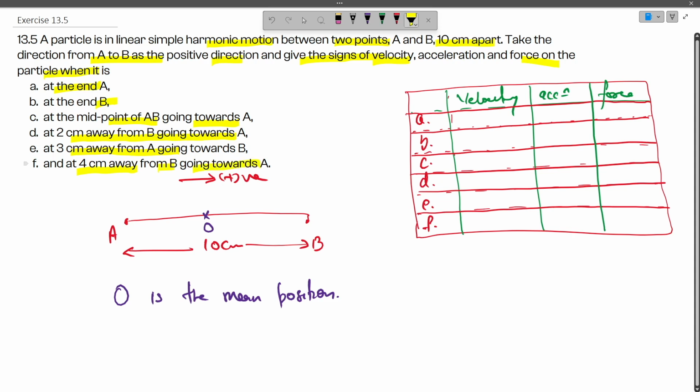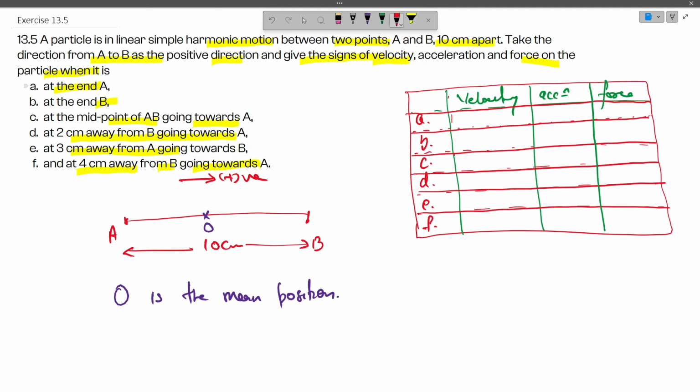So this case can be illustrated using this diagram. A and B are the two extreme points, and here O is the midpoint in which the SHM is being carried out. So here, as the particle moves from A to B, it is considered to be the positive direction, and when the particle moves from B to A, it is considered to be the negative direction.